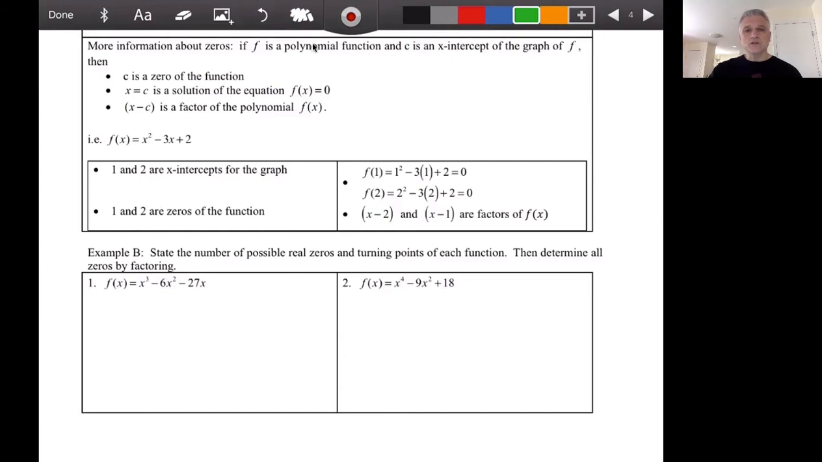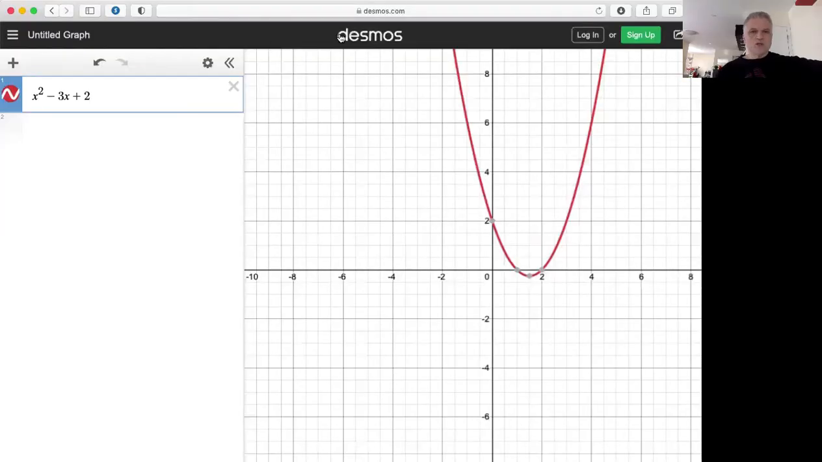So let's look at this real quickly. I've taken the liberty of graphing x squared minus 3x plus 2, which is the example given here in this box. And it says 1 and 2 are x-intercepts on the graph. Well, take a look. Here they are. There's 1 and 2 as your x-intercepts. And that's lovely. 1 and 2 are therefore zeros of your function.